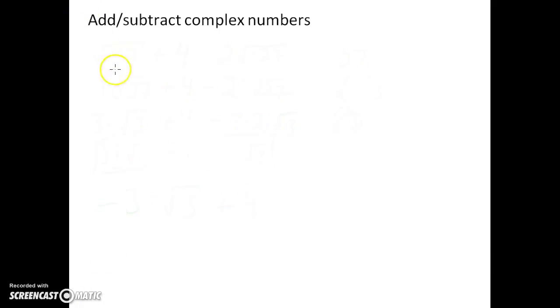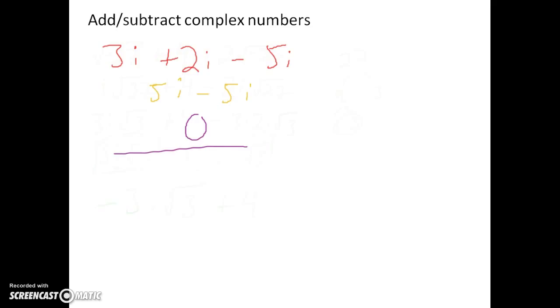Let's take a look at a few more simple examples. So let's say we have 3i plus 2i minus 5i. So since all of these just have an i, we can just combine them from left to right. So 3i plus 2i is 5i. So bring down the minus 5i. 5i minus 5i, everything goes away. It's just 0. So that's it for that one.